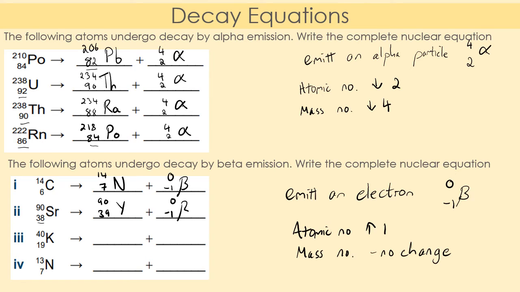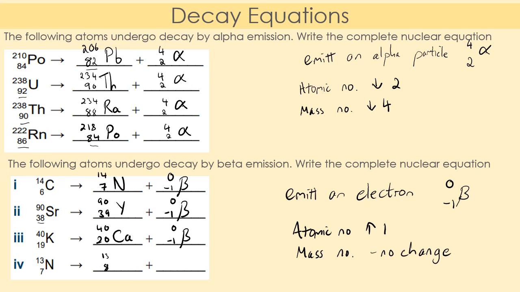Plus I have my beta particle as well. I now have potassium. My 19 protons become 20 protons, and I get calcium when I look on the periodic table. My mass number stays the same. I still have my beta particle. My last one, I've got 7 protons, that will increase to 8, and my mass number will stay the same, still going to be 13.